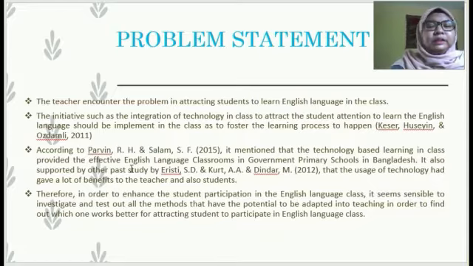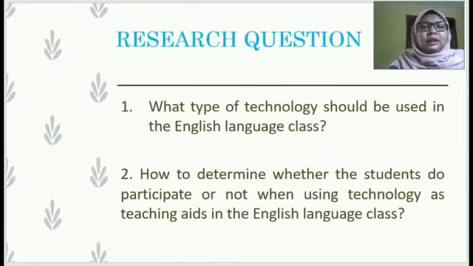Okay, the research questions. There are two research questions in this study. Okay, the first one is, what type of technology should be used in the English language class? And the second one is, how to determine whether the students do participate or not when using technology as a teaching aid in the English language class?